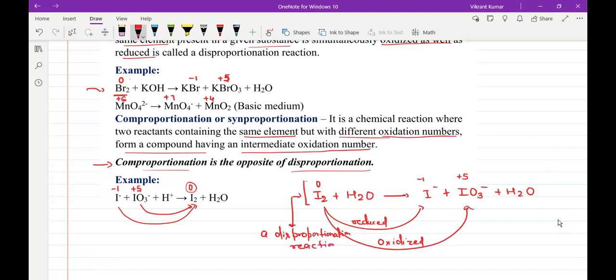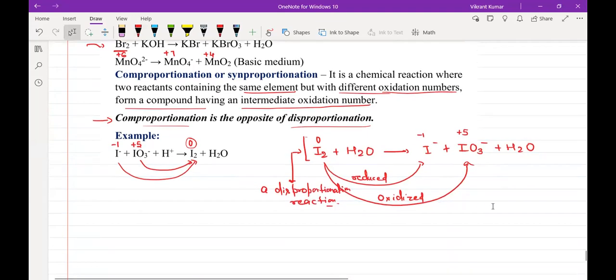And उसी का उल्टा कर दिया तो that is called comproportionation reaction. Now let's see just how to balance it. And I have given you, I think मैंने बहुत सारे क्वेश्चन दिए हैं तुमको बैलेंस करने के लिए असाइनमेंट.